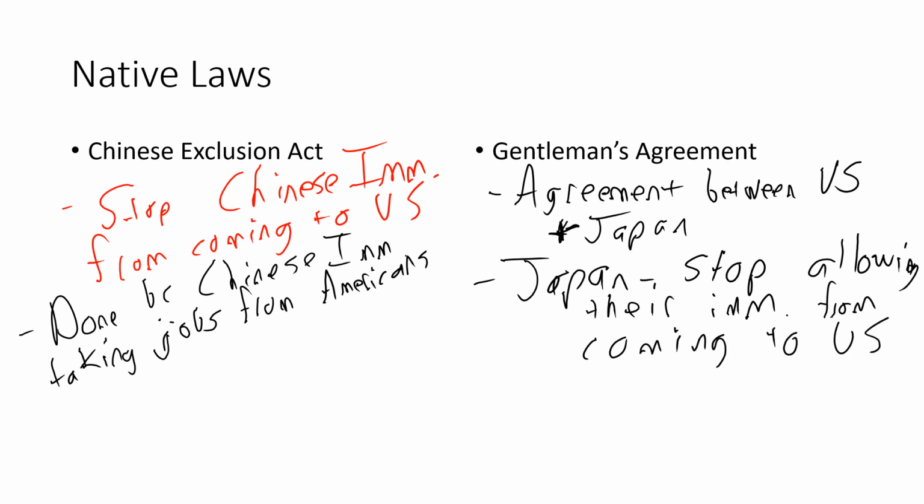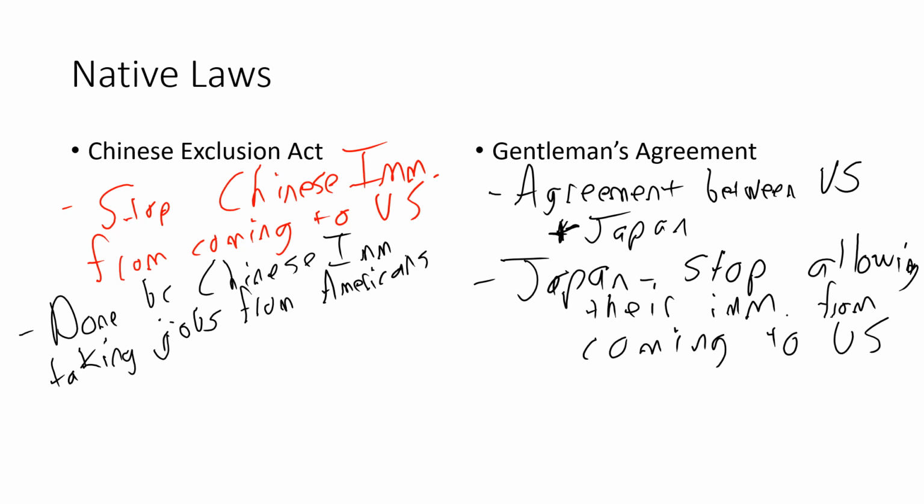So Japan goes, yeah, America, we can do that for you. We're not going to issue any visas, anything to let our people come to you. America goes, great, awesome, Japan, appreciate that. Japan goes, whoa, hold on a second. You got to do something for us. Japan says, look, if we're going to stop people from coming there, you got to make life better for the people who are already there.